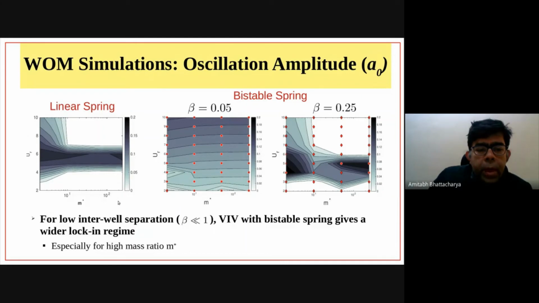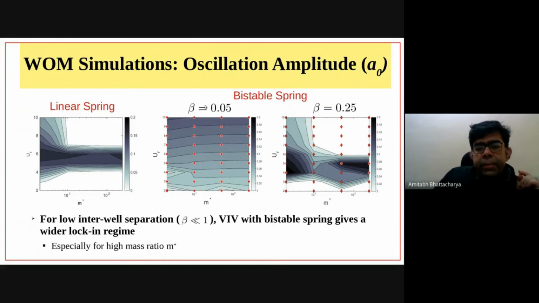So your M star is on the x-axis and UR is on the y-axis. The darker shading implies a large oscillation amplitude. You can see that when M star becomes large for linear springs, large oscillation amplitudes happen only over a somewhat narrow range in the reduced velocity, between, I would say, 4 and 7 or so. Otherwise, in these white regions, there is no oscillation amplitude. So for large mass ratios especially, the range of oscillation amplitude is very limited as far as the UR is concerned.